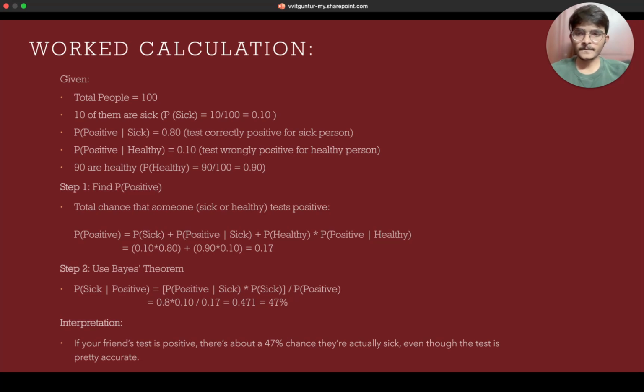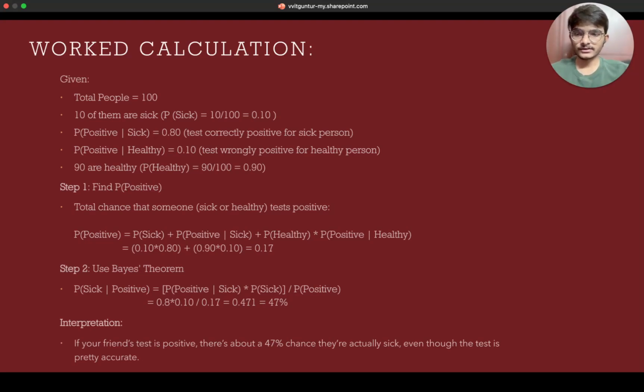P of positive, which is equal to probability of being sick multiplied by probability of getting positive given that you are sick, in addition to probability of being healthy multiplied by probability of getting positive given that you are healthy. By calculating this, we will get the probability of the people who are getting positive, regardless of their condition, that is sick or healthy. Now let us use the Bayes.